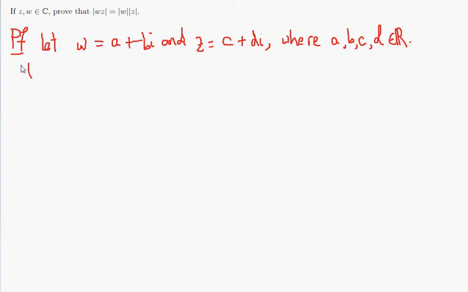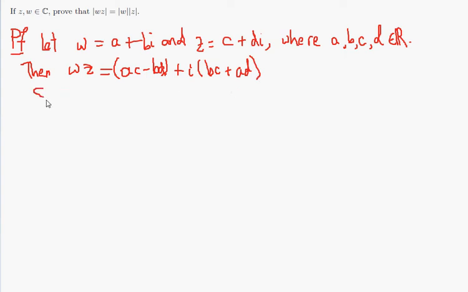Okay, then w times z, if you just multiply it out, would be equal to, and I'll let you verify this, a times c minus b times d plus i times b times c plus a times d. That's what you get when you multiply them together.